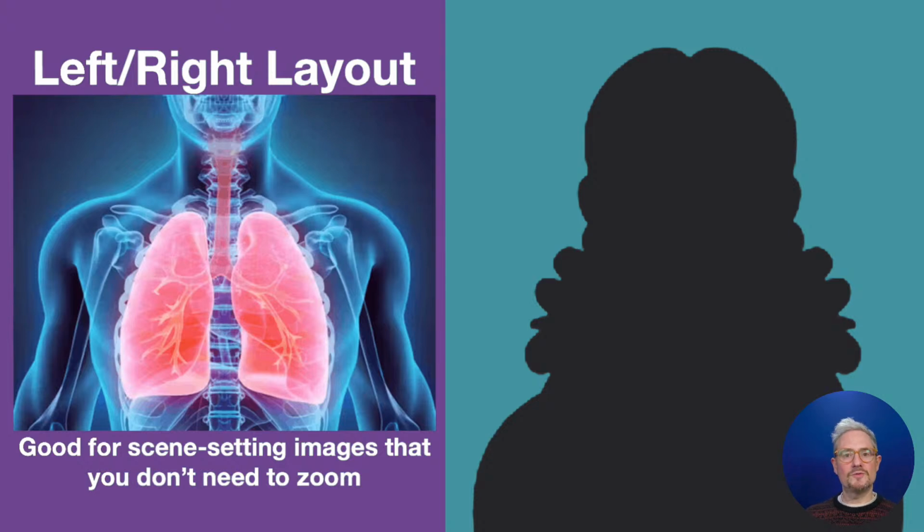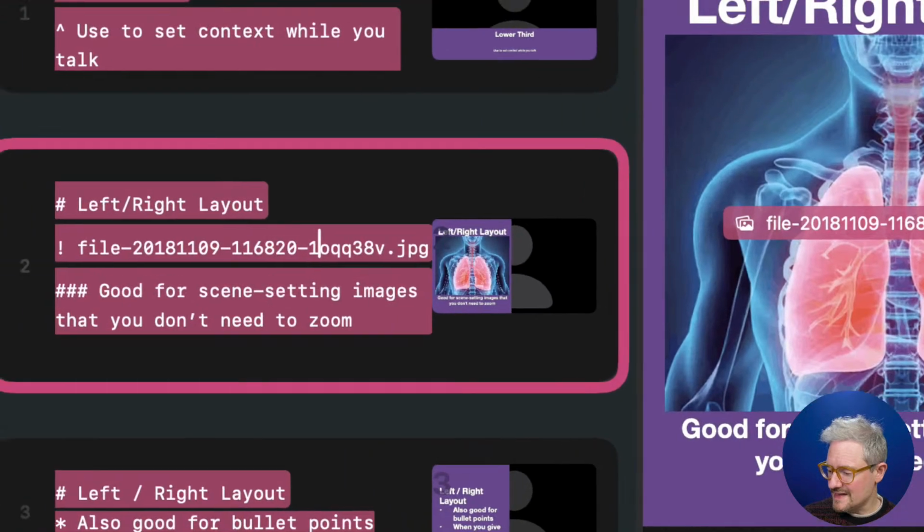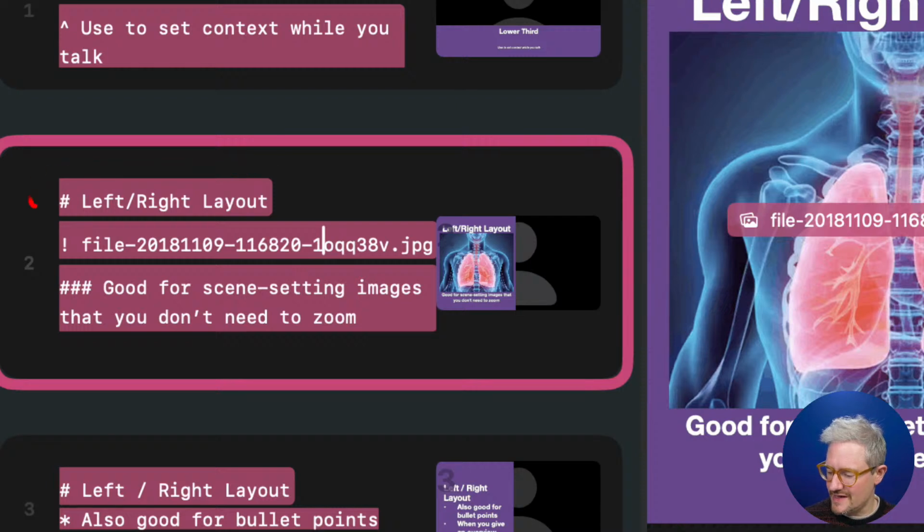A left or right side layout. If you've got an image that you don't need to zoom in on, you can put something on the screen, copy and paste it out of Google, and it's going to look pretty good, and you don't have to think about it. This might look a bit scary, but it's just three things. You've got the title, left, right layout.